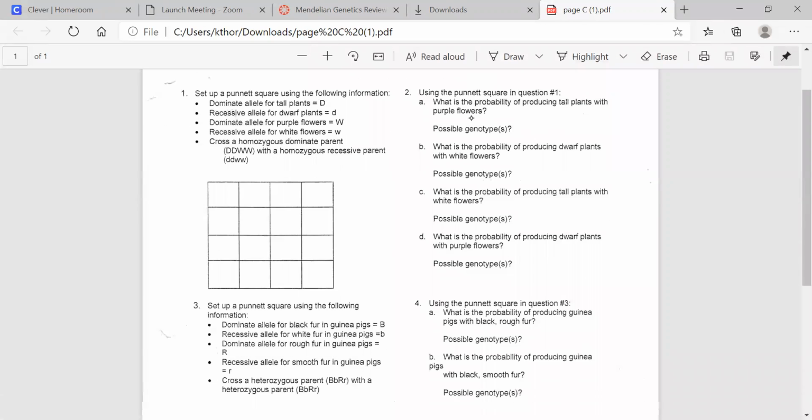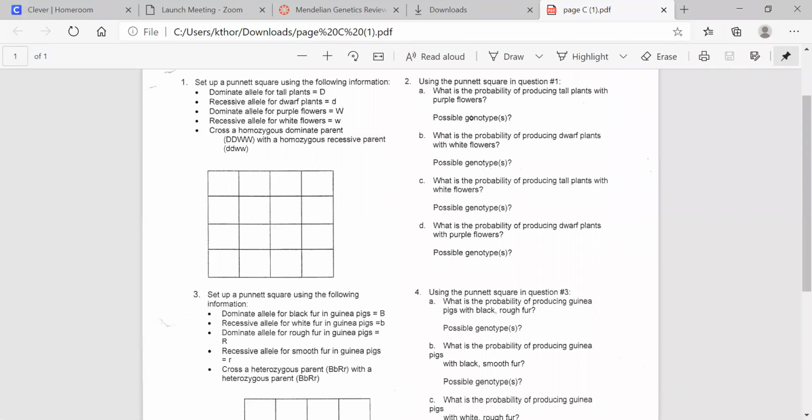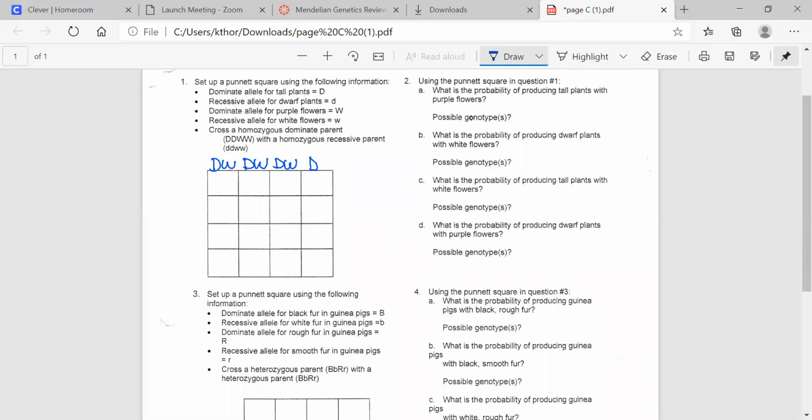Page 3, or page C. Oh boy, all right. Set up a Punnett Square using the following information. Dominant allele for tall is capital D, dwarf is recessive little d, dominant allele for purple is big W, recessive is little w. Cross a homozygous dominant parent with a homozygous recessive parent. All right, so this should not be too tough. The only type of alleles that could be produced are all going to be dominant. Then we have the little one, the dwarf, and the white one.